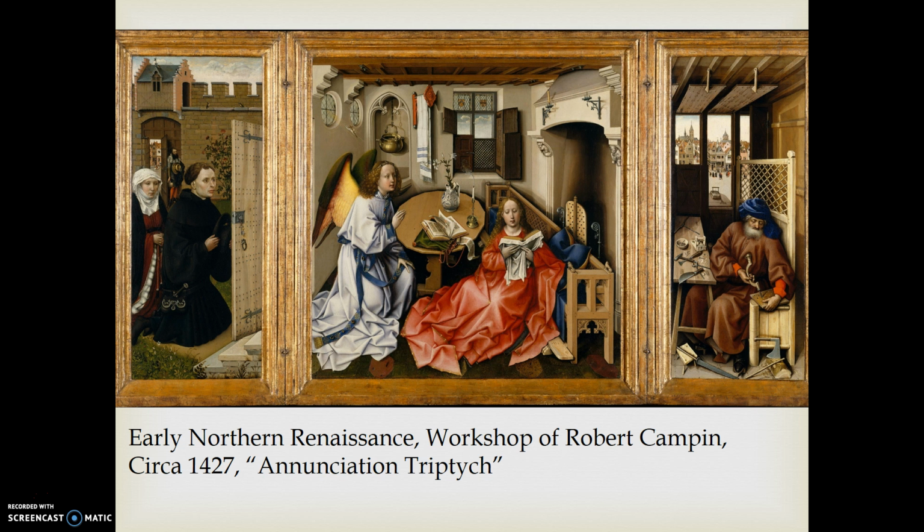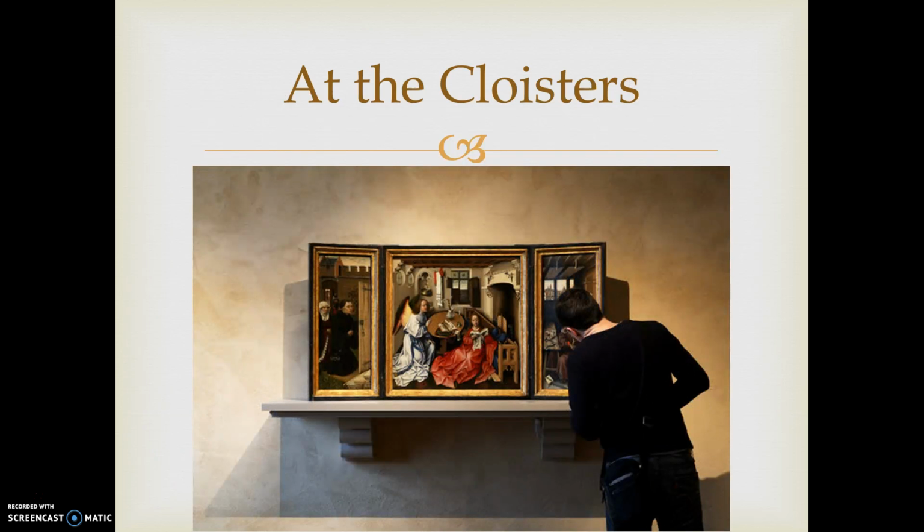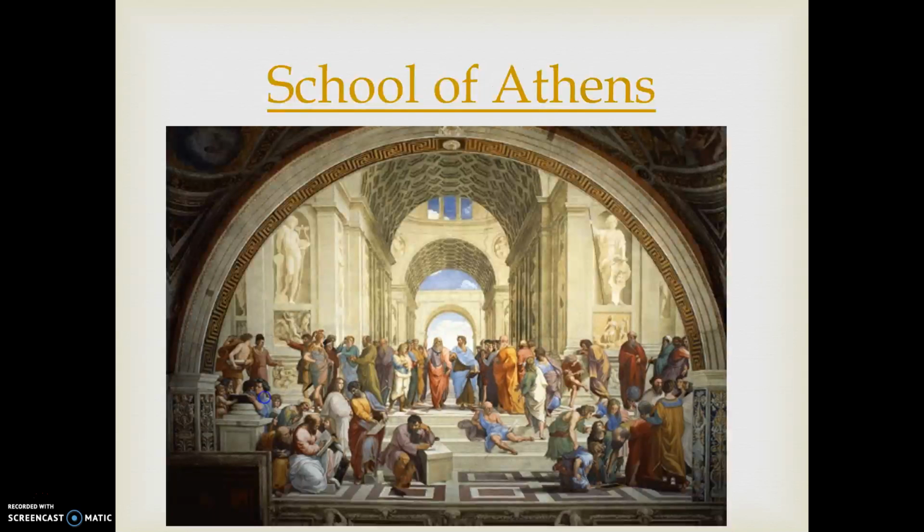So again, this is just an example of some of the Northern Renaissance art. This is a work of art that's actually not that far from us. It's located at the Cloisters in New York City, and that's about the size of it, just to give you a sense.